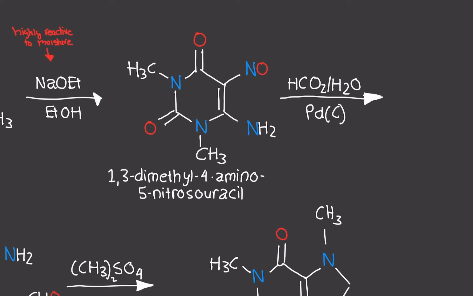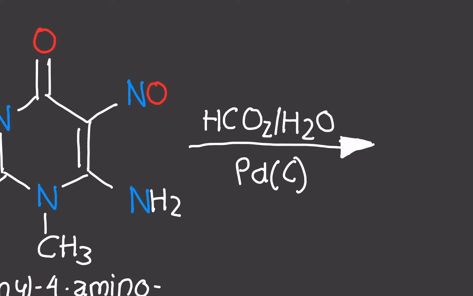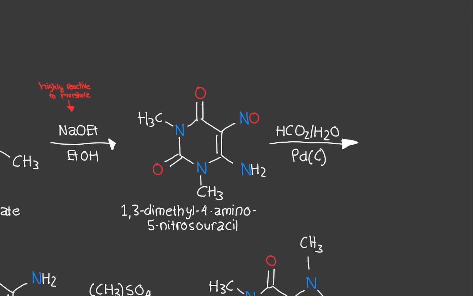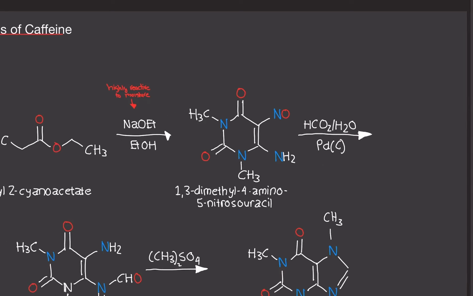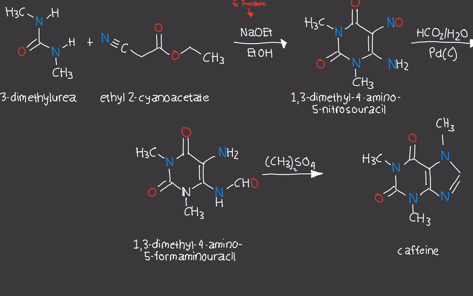Now, after you get that product, you're going to combine it with formic acid. Is this formic acid? Yes, this is formic acid. With formic acid or H2O and a palladium solution, you're going to get 1,3-dimethyl-4-amino-5-aminouracil.